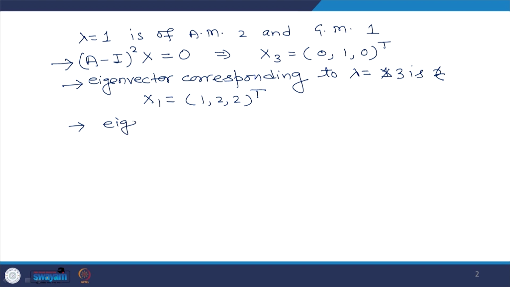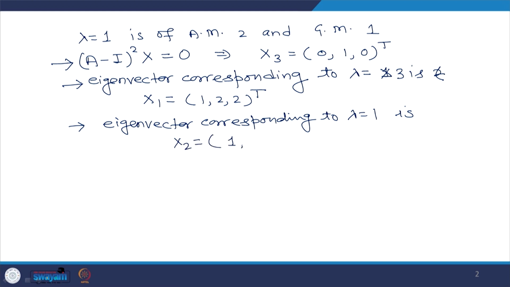Eigenvector 1, 0, 0. Now, how to write the Jordan canonical transformation of A? So, A equals S J S inverse.